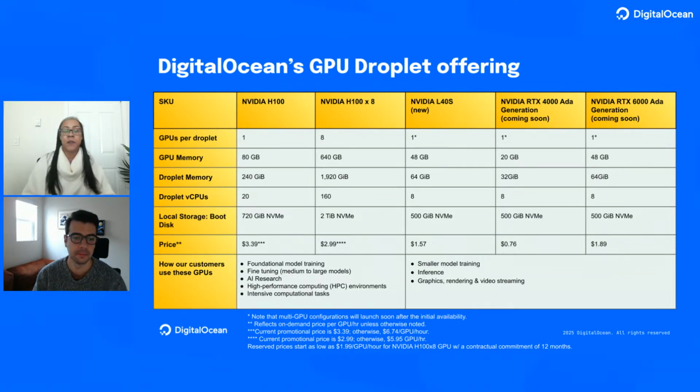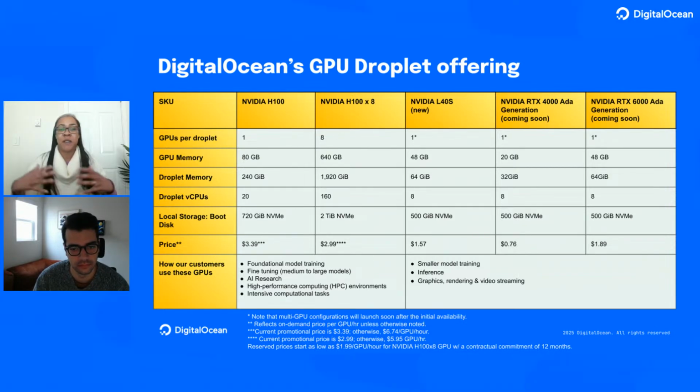Now, finally, for this section, I wanted to just pop on screen a look at our current GPU droplet offering. And this gives you an outline of where we're going to take the conversation. On the left side, if you're an existing customer, you may know that we've offered H100s for some time. And you can see clearly here, there are some differences in the specs, the memory, as well as how our customers are using these products. And we're really seeing it for more foundational model training, high performance computing, and some more intensive computational tasks.